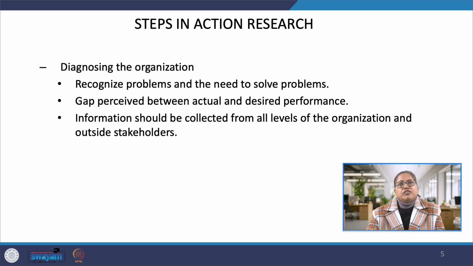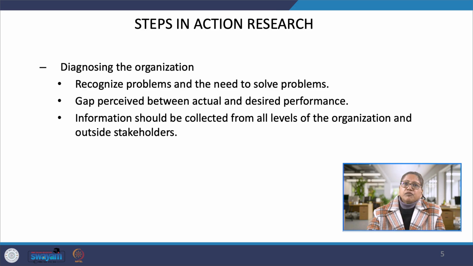To begin with, diagnosing the organization helps in recognizing the problems and the need to solve them, the gap which is perceived between the actual performance and the desired performance. There is a complex set of processes to distinguish the symptoms and causes. What has led to the real issue of performance decline, and why is the organization not able to achieve the desired state of affairs or the objectives planned by the top management? All these issues can be understood only if we diagnose the problems.